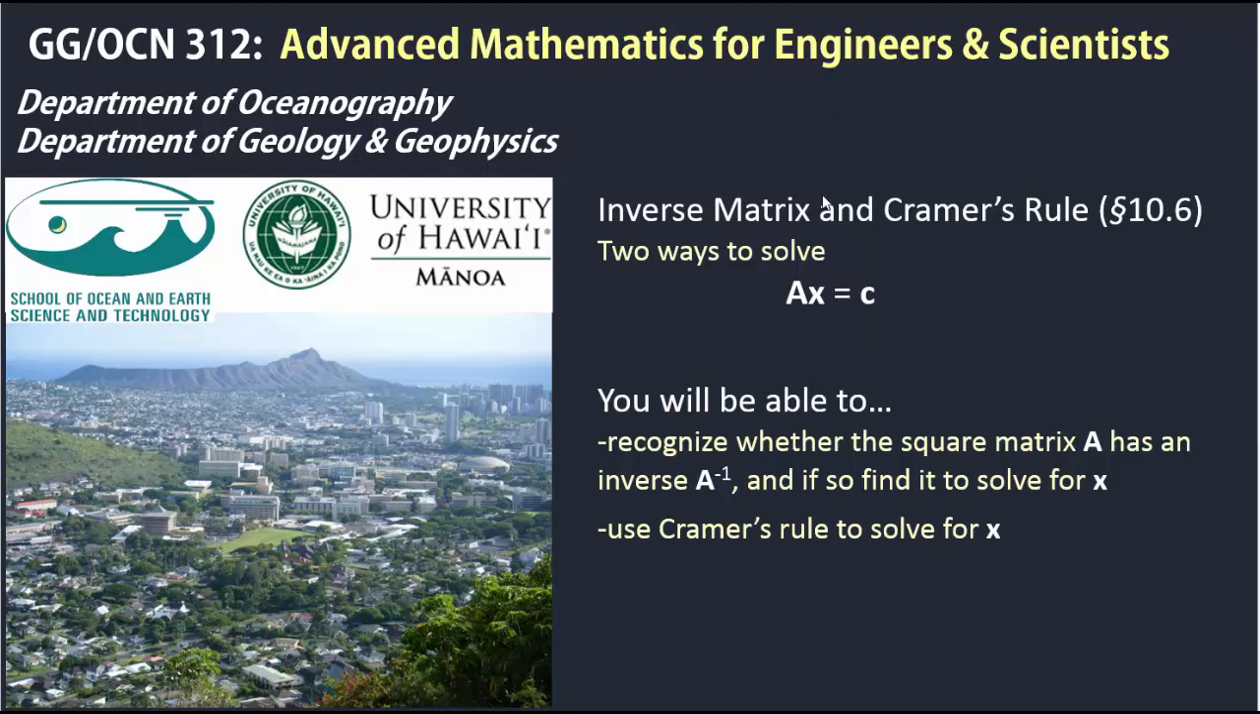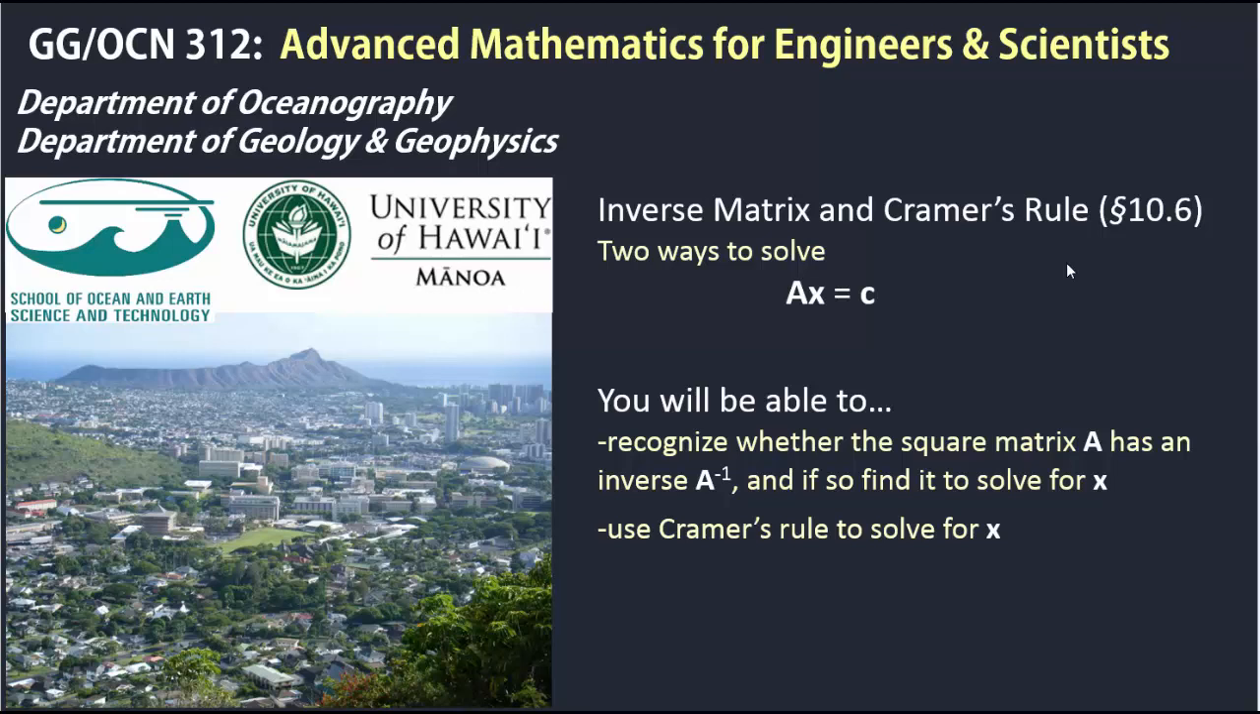Here again, we look at our familiar problem of solving this matrix equation, AX equals C. Again, this is solving a system of, in general, M equations with N unknowns. And we'll be looking at two methods. The first is using the inverse matrix, and the second is using Cramer's rule.